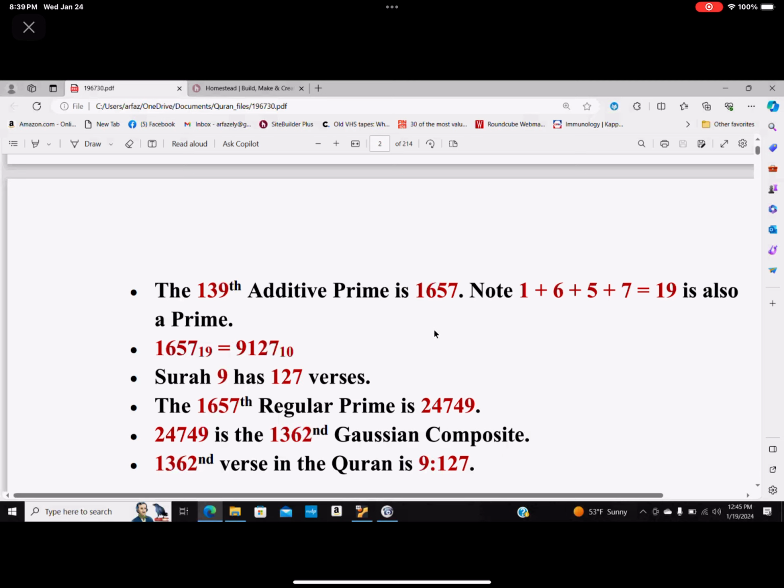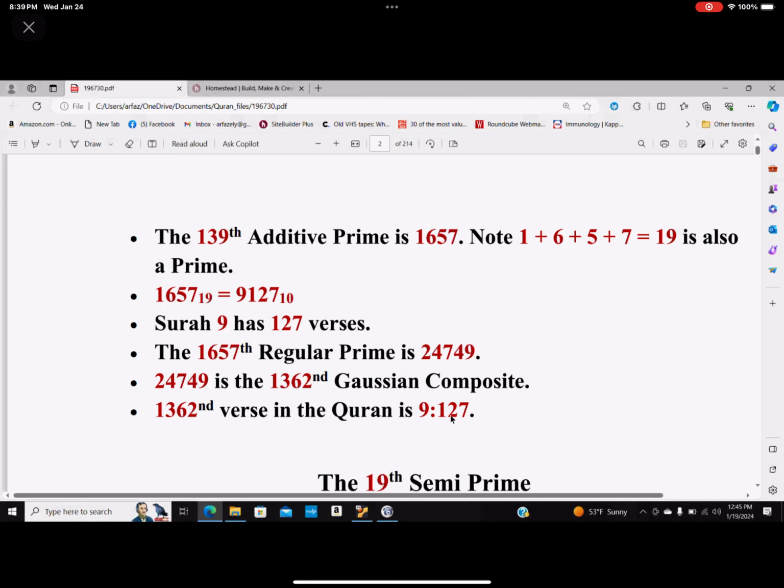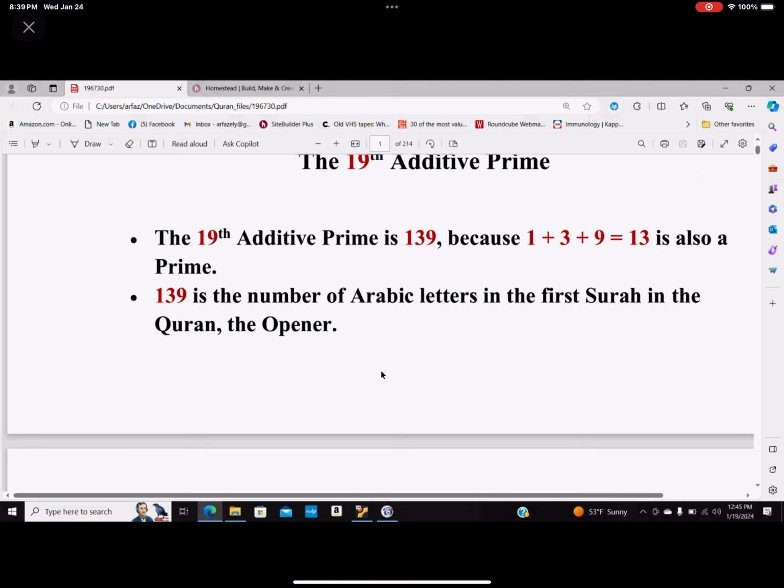Now let's look at the regular primes we talked about. The 1657th regular prime happens to be 24749. And 24749 happens to be the 1362nd Gaussian composite, but the 1362nd verse in the Quran is 9:127. Can you imagine this?